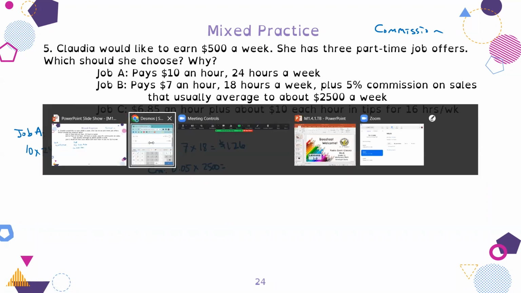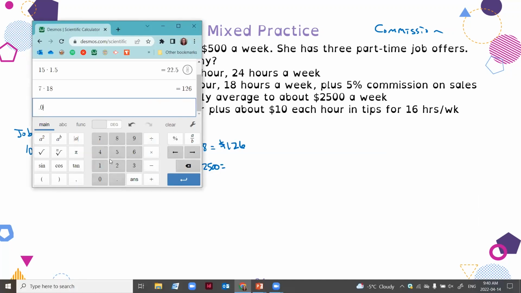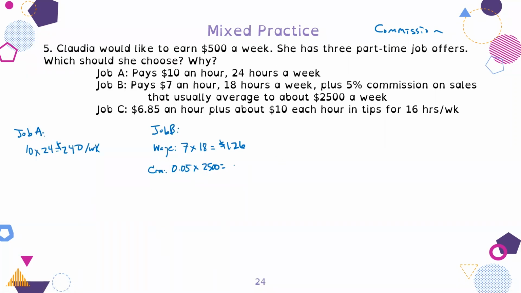So then we calculate that. 0.05 for 5% times 2,500 equals $125. So add them together and we get $251, which is how much you would make in job B.